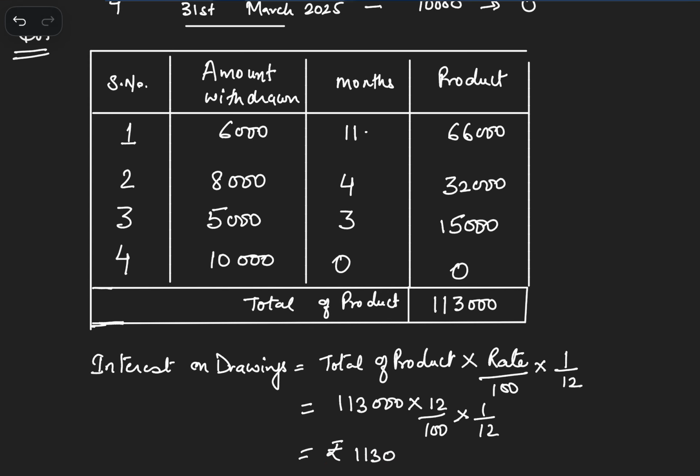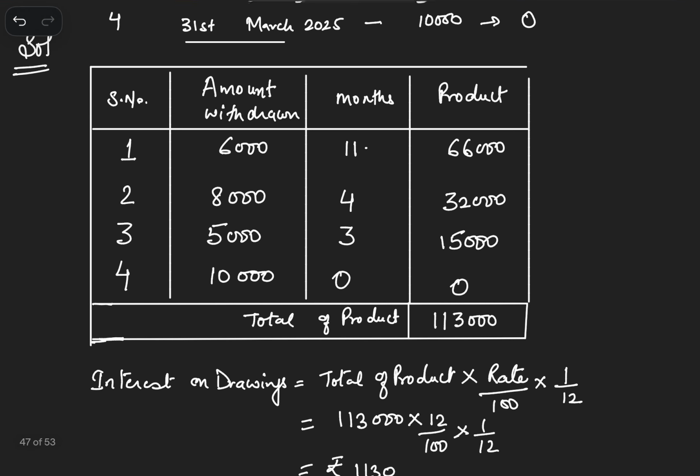1,130. So please see that here, instead of using the simple method 4 times, this was easy because it reduces our time, and the application of the formula is only once. So it is always better to choose the product method when the amount is withdrawn multiple times by the partner.